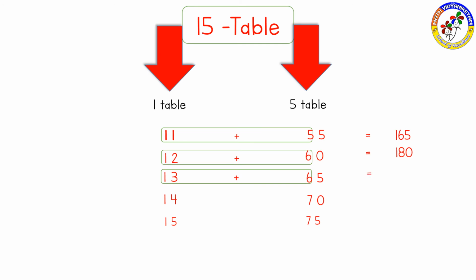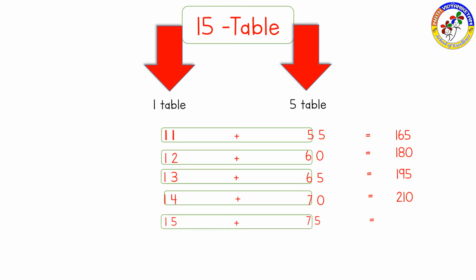Now 13 plus 6. 13 plus 6 is 19 and write 5 as it is. That is 195. Now 14 plus 7. 14 plus 7 is 21 and now write 0 as it is. That is 210. Now 15 plus 7. 15 plus 7 is 22 and write 5 as it is. Okay. Is it clear?